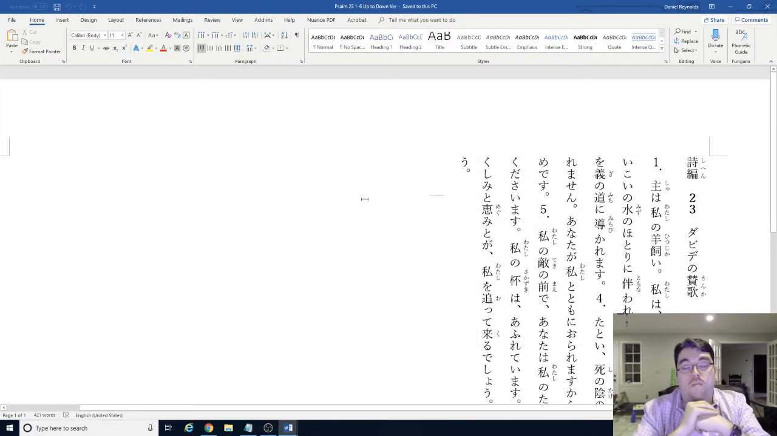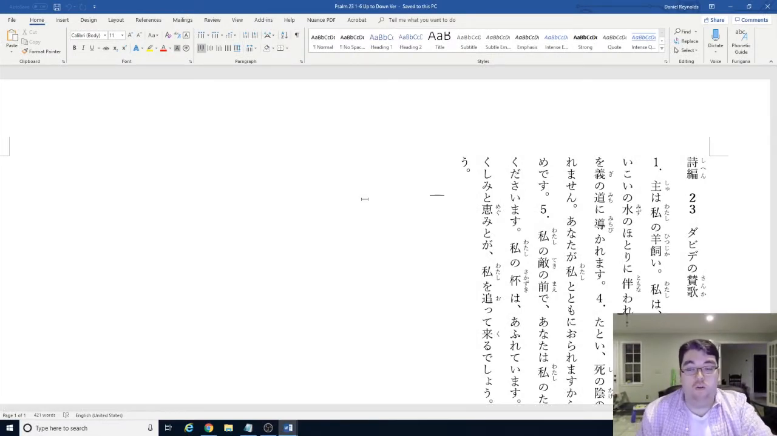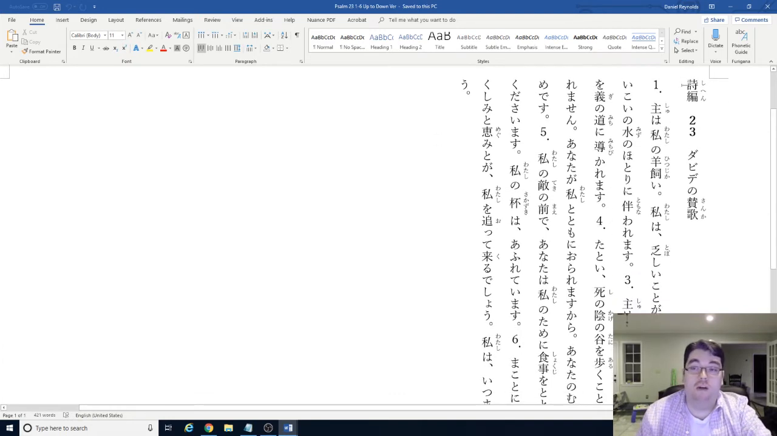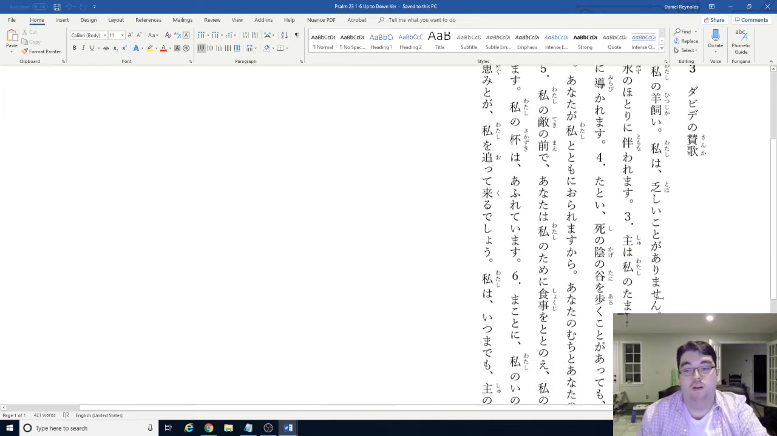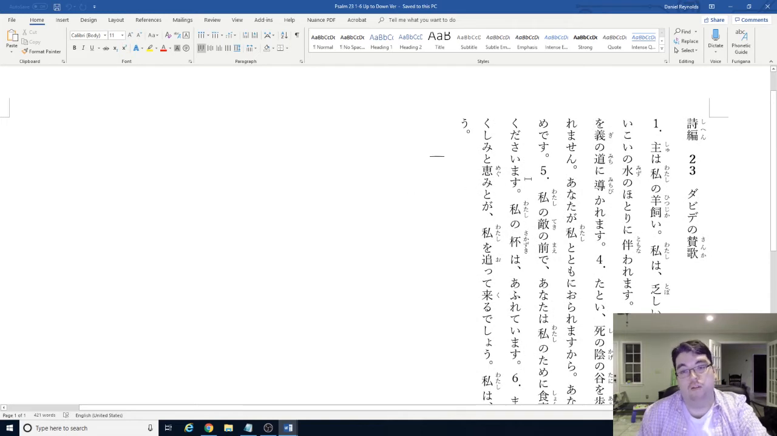I wanted to make a small side note about what's going on here. In general, Japanese text is written from top down, from right to left. So you would read it like this: shihen, daberu no sanka, shiwa watashi no ichikai, all that. You read it all the way down, and then you go on from right to left.